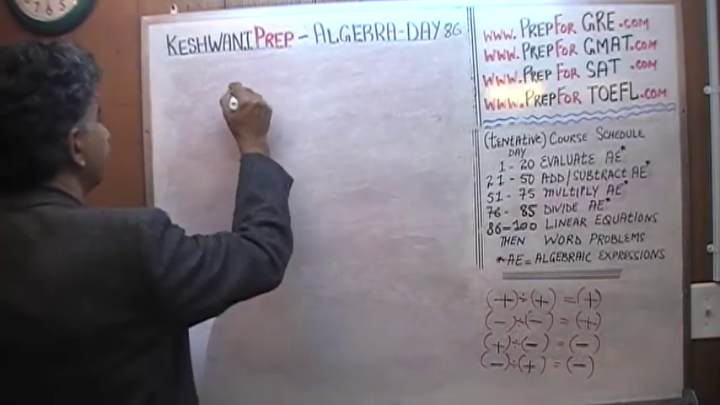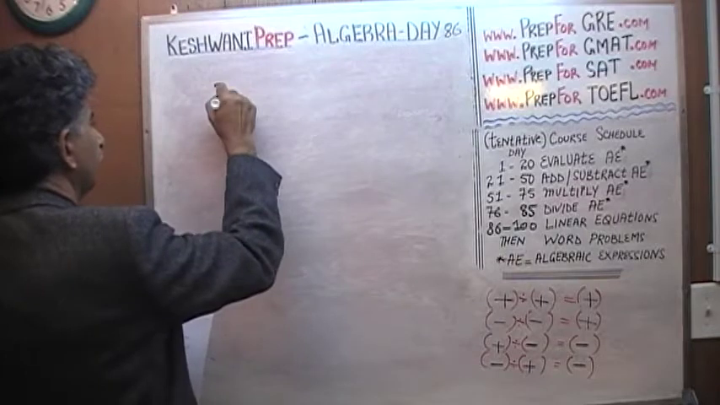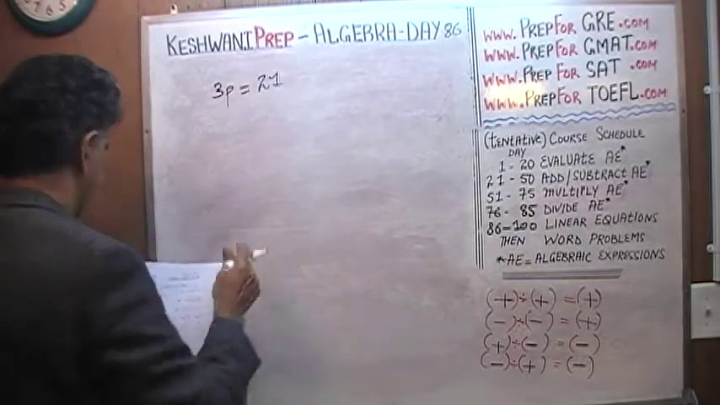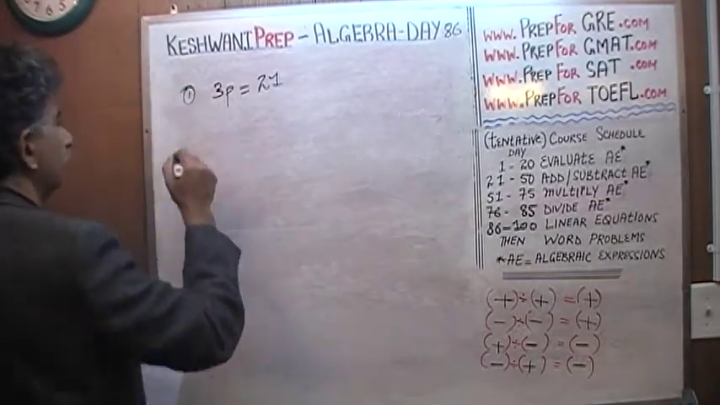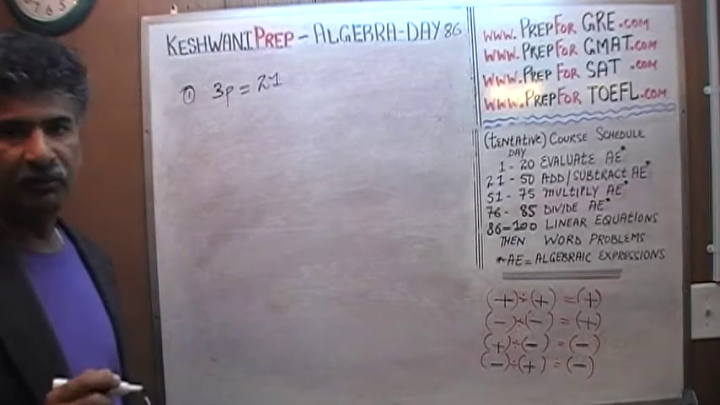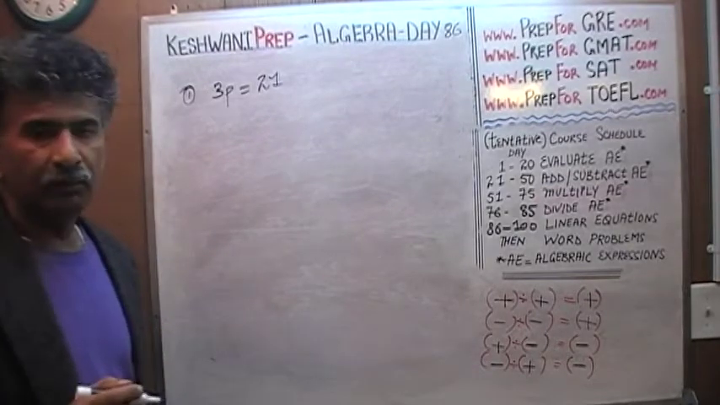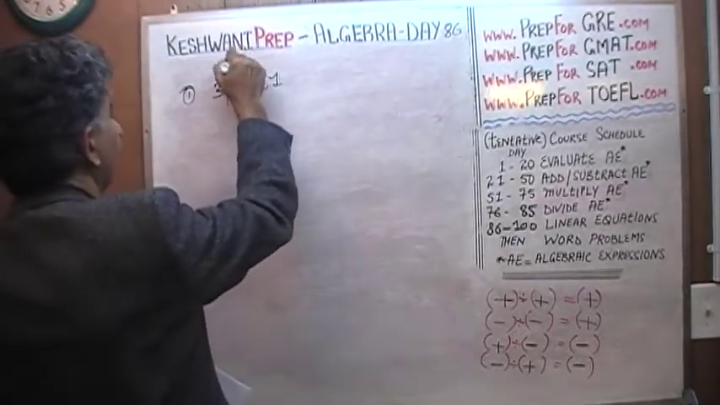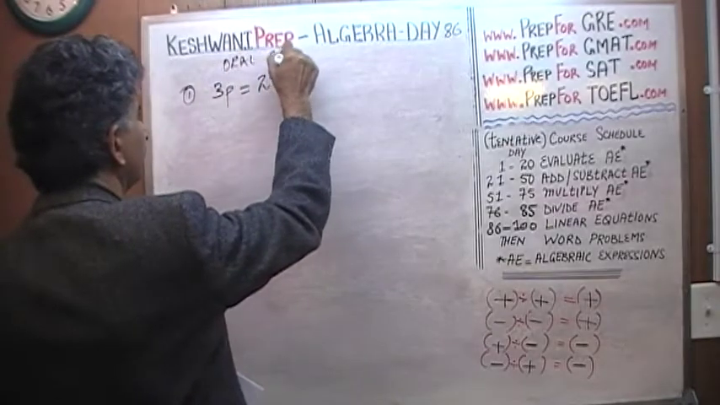Here's the first one. 3p equals 21. Well, what must be the value of p? As you can see, it could qualify as simple as an oral exercise.